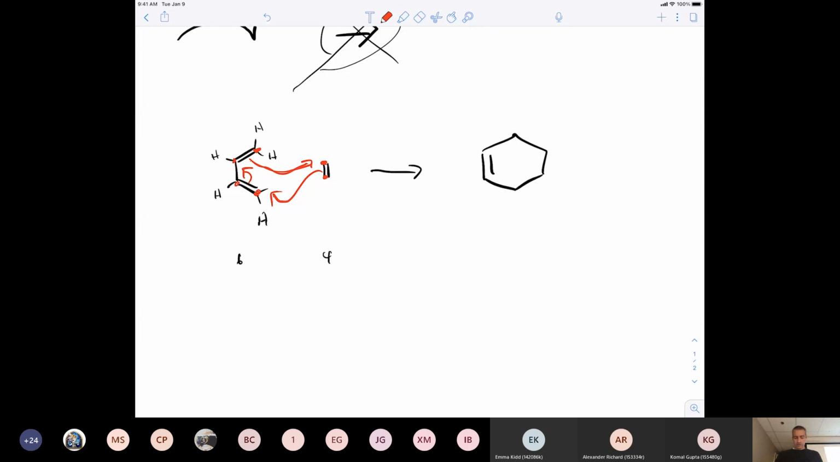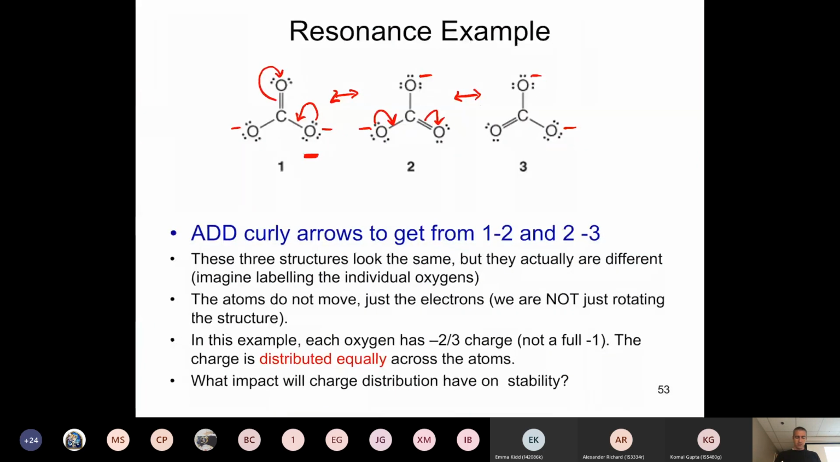So we're going to see examples that maybe are a little more complex than the ones we're looking at here, but we'll see lots and lots and lots of examples of curved arrows being used.